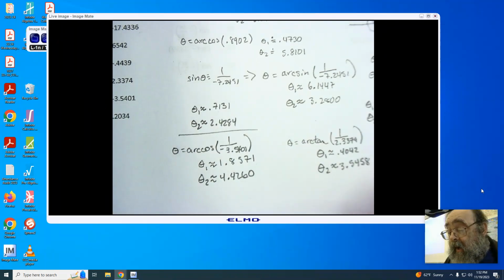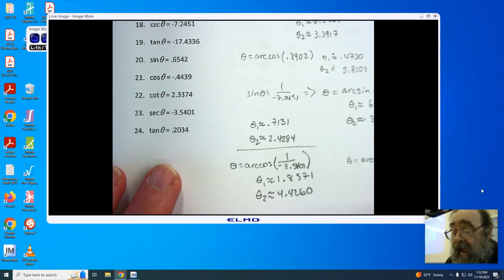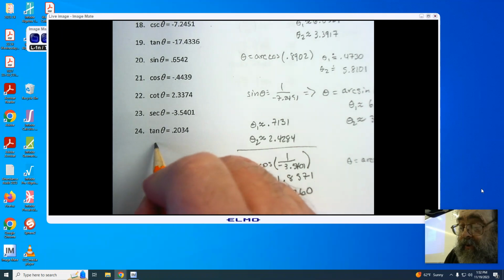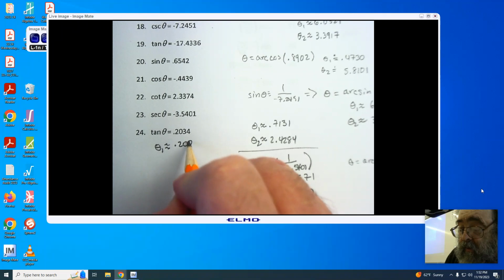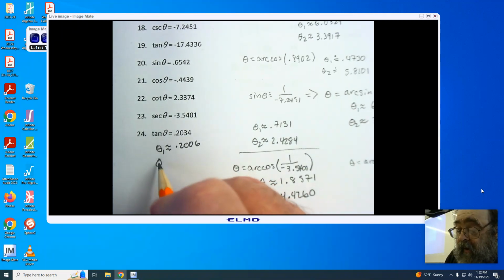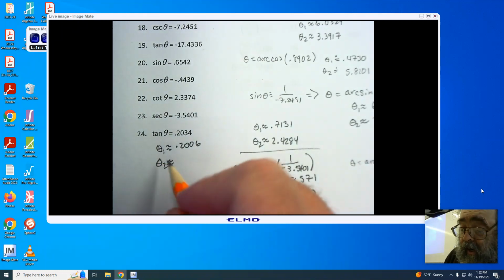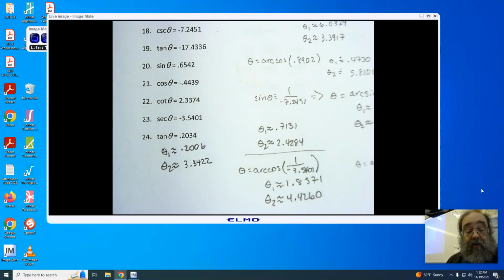That leaves only one left. This is the tangent. It's in the first quadrant. And to find the second answer after we get the first, by just plugging it into the calculator, we're going to add pi. So second function tangent of 0.2034, hit enter. My first answer, theta 1, will be approximately 0.2006. And in order to find the second answer in the third quadrant, I'm going to add pi, and I end up with 3.3422. Once again, all of my answers are truncated.